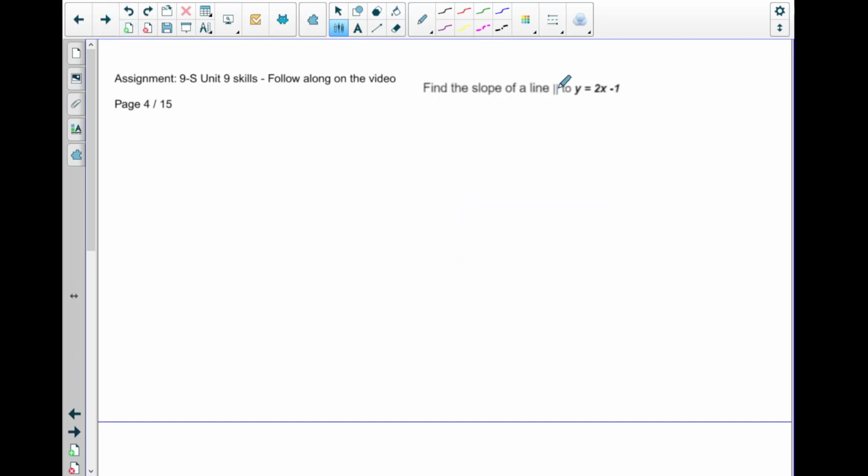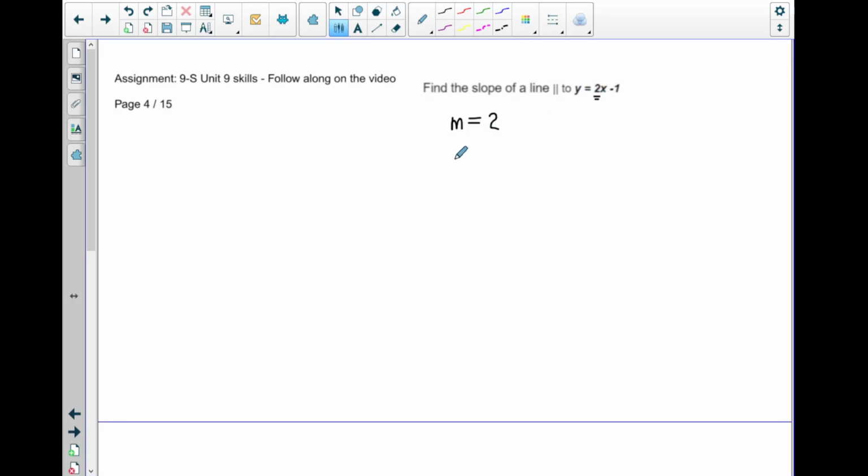Find the slope of a line parallel to y equals 2x minus 1. Again, this is the parallel symbol. We'll be writing the word parallel, but it's good to know this symbol going forward. We use it a lot in geometry, for example. Okay, so if you follow the steps in the packet, we take the slope from the original. There it is, 2. We then keep it.